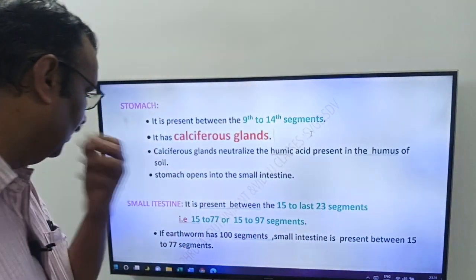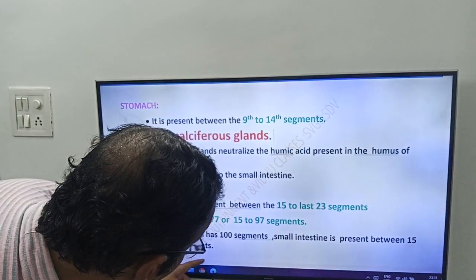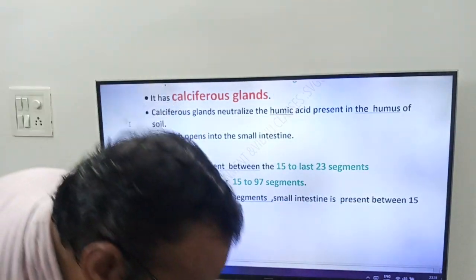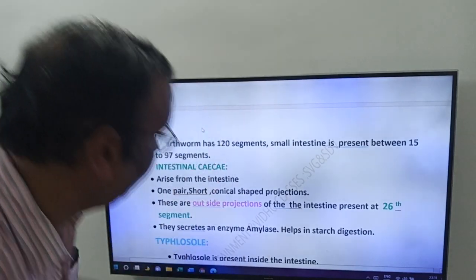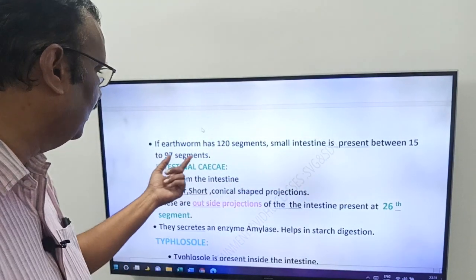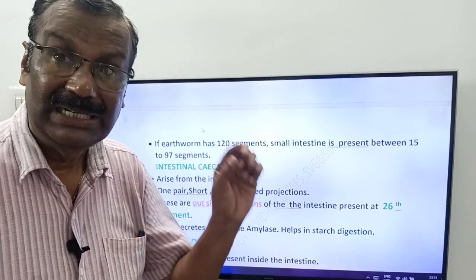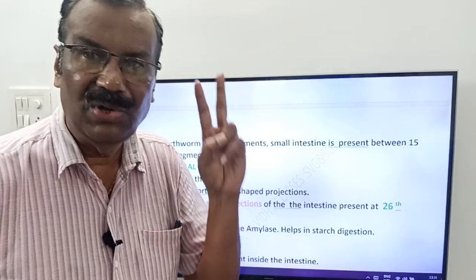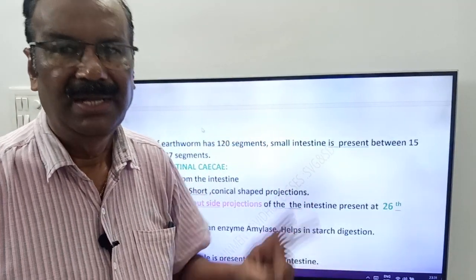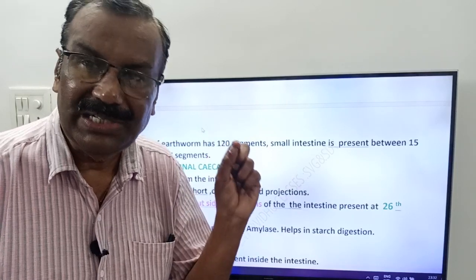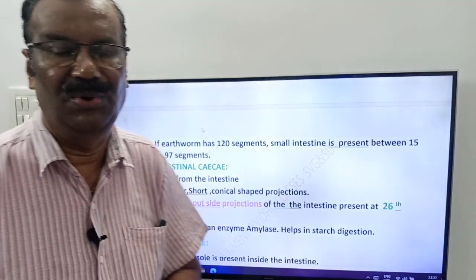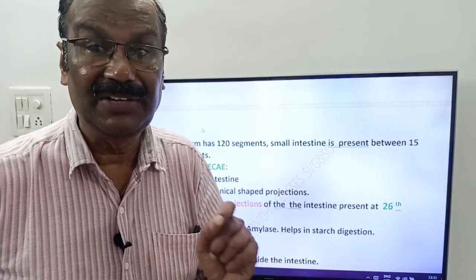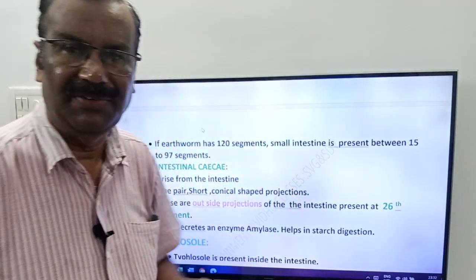Okay, friends. Now, here I have given, if earthworm has 100 segments, small intestine is present between 15 to 77 segments. If earthworm has 120 segments, small intestine is present between 15 to 97 segments. Okay, friends. Next, here you have to remember two important words. When you are reading about the small intestine of earthworm, you have to recall two words, friends. One is intestinal caeca and the other one is typhlosole. Now come to intestinal caeca, friends.